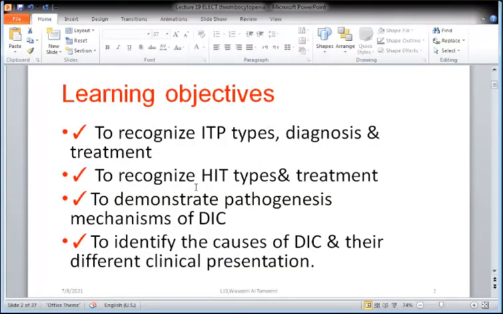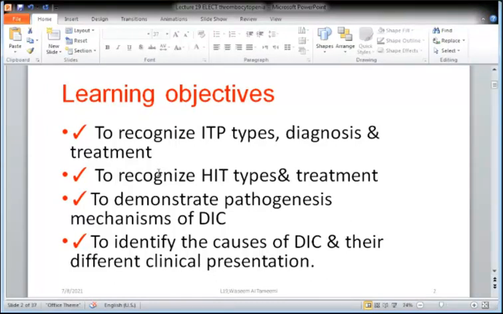Today, the objectives of this lecture: first of all, to recognize ITP, which is immune thrombocytopenic purpura, its types, diagnosis and treatment, which are very important topics. You may find it in clinical medicine practice, in clinical pediatric practice, as well as even in obstetric practice. So you have to be concerned about immune thrombocytopenic purpura in terms of pathophysiology and treatment decisions.